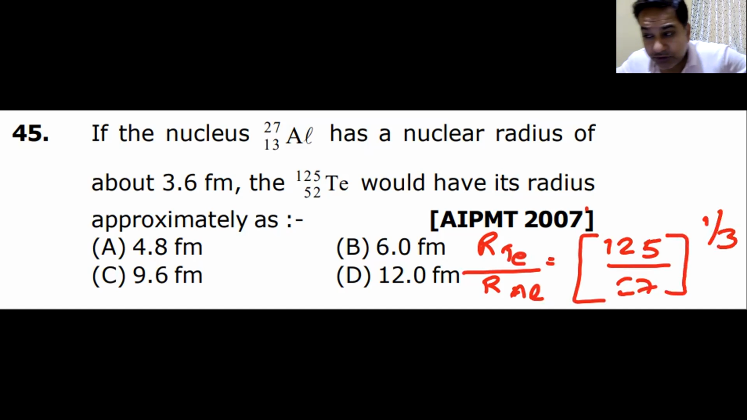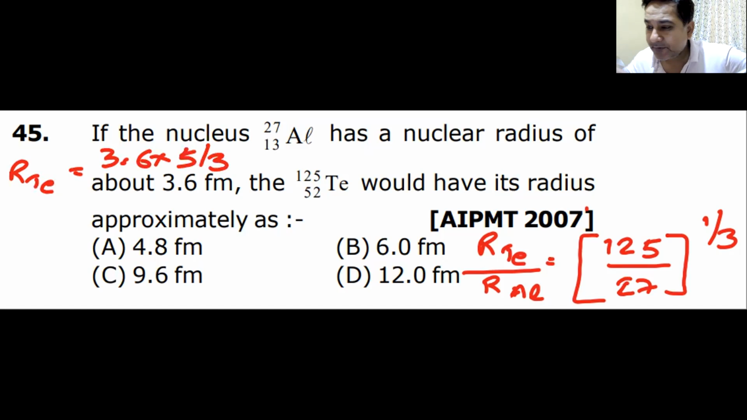Now what you have to understand, don't divide it first. First take the cube root. So the radius of beryllium divided by the radius of aluminium is the cube root of 125, which is 5, and the cube root of 27 is 3. So the radius of beryllium will be equal to the radius of aluminium, which is 3.6, multiplied by 5 by 3. Do we understand this? 3.6 divided by 3 is 1.2. 1.2 multiplied by 5 is 6. The answer is 6 fermi.